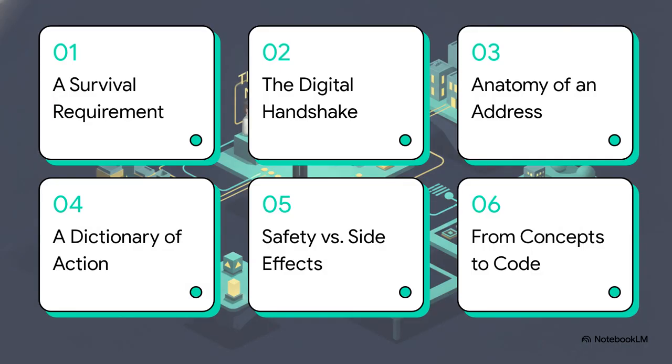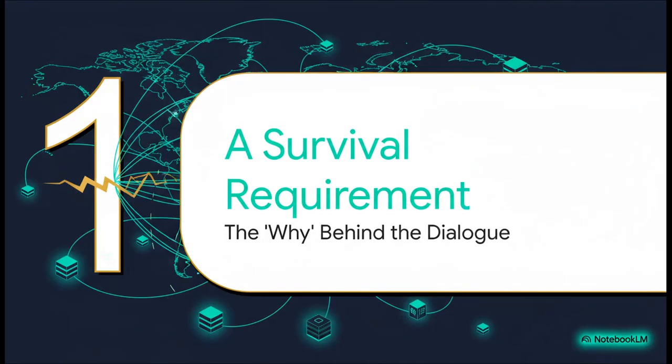So here's our game plan for today. We're going to start with why this is a flat-out survival requirement. Then we'll get into the digital handshake, the anatomy of an address, and the dictionary of actions we can use. After that, we'll unpack the critical difference between safety and side effects. And finally, we'll see how all these big ideas actually translate into real code. All right, let's dive right in. Section 1, a survival requirement.